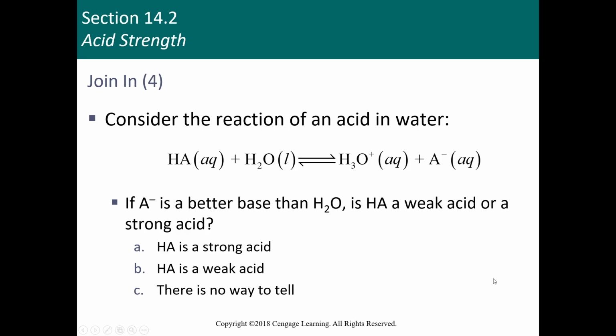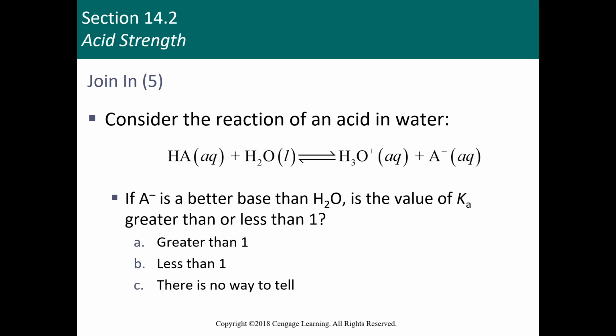Let's consider this right here. Again, this reaction. If A minus is a better base than H2O, is HA a weak acid or a strong acid? So if our A minus is a better base than H2O, that means this has to be a weak acid. Again, this is actually the same problem as before. We're just looking at whether lying to the left means a weak acid or lying to the right. And of course, lying to the left, meaning it does not donate H plus very well, is a weak acid. Lying to the right, meaning it would donate H plus very well, would be a strong acid.